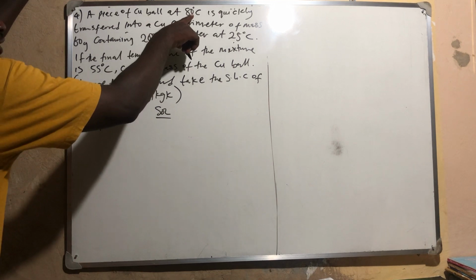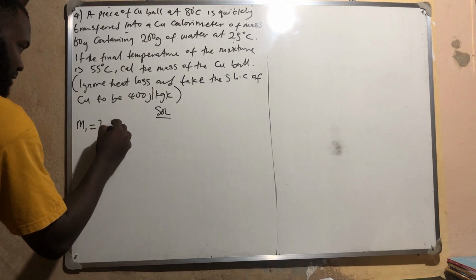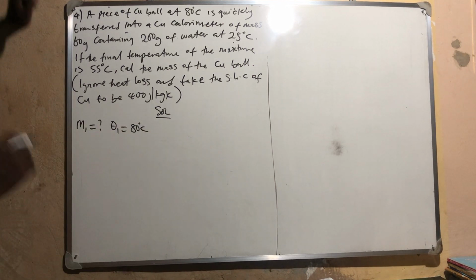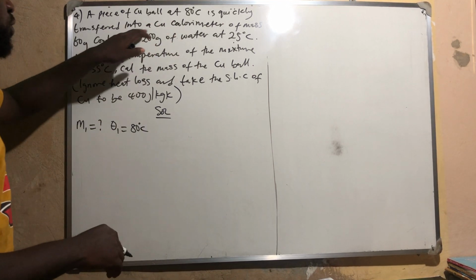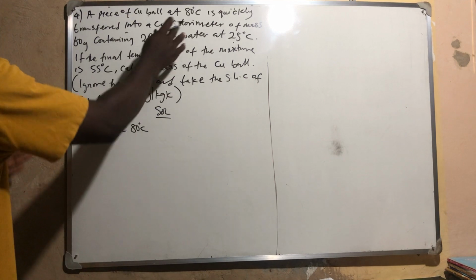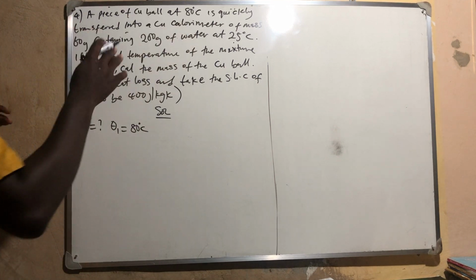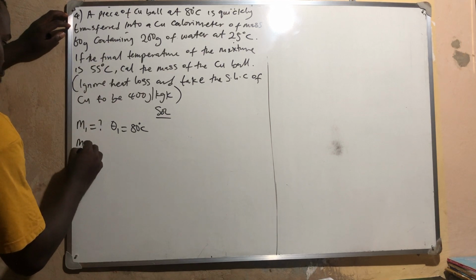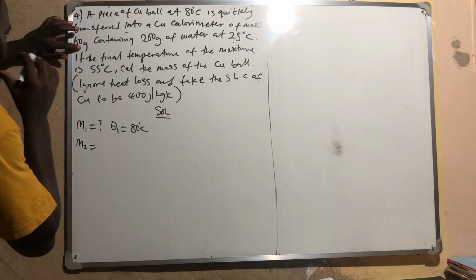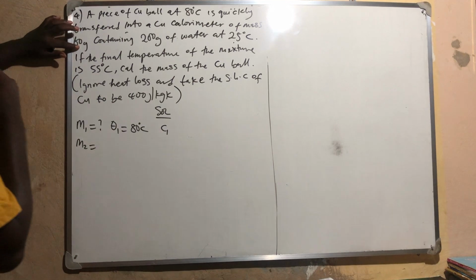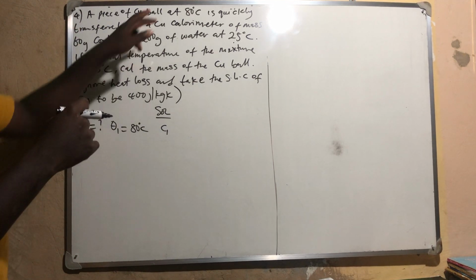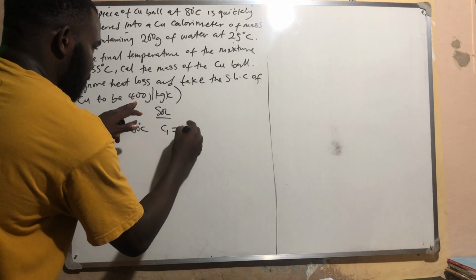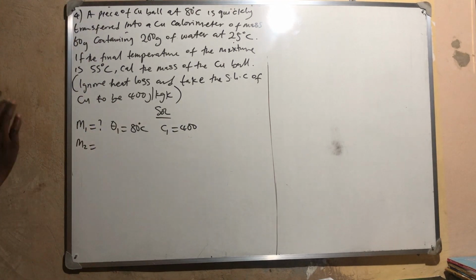Now they gave us the temperature of this copper ball. So theta 1 is equal to 80 degrees Celsius, which is quickly transferred into a copper calorimeter. The calorimeter is the next thing mentioned, so let everything about the calorimeter be 2. Then C1 is the specific heat capacity of the copper, which they gave me as 400.